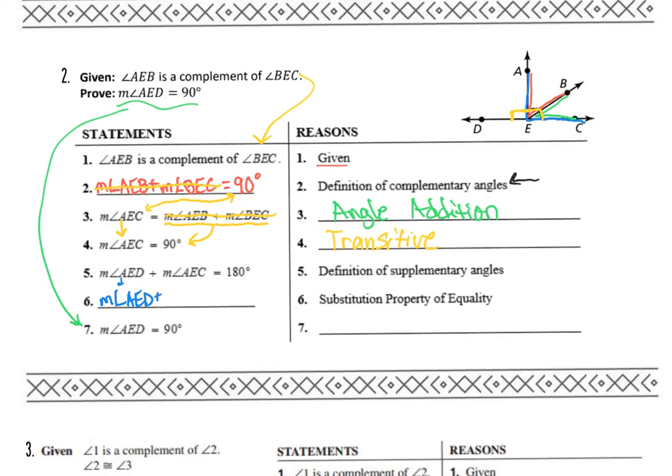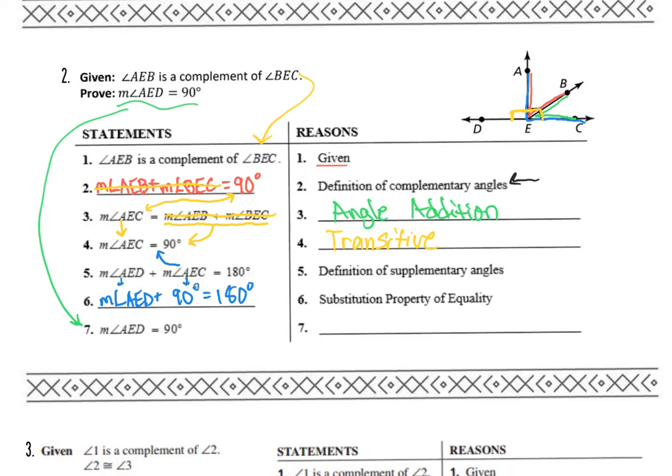Right, and then I see AEC. Have we declared what the measure of angle AEC equals? You should be looking right here and thinking, oh yeah, angle AEC is 90 degrees. So I can use substitution here and replace the measure of angle AEC with 90. All right, it's going to be 90 there, and then equals 180 degrees.